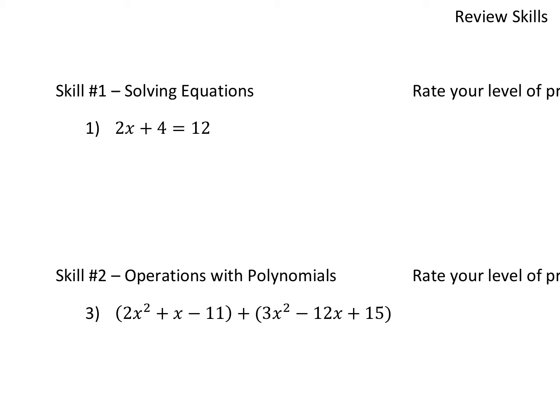Since I have a plus 4, the first thing that I want to do is subtract 4. Then this is 2 times x, so I'm going to divide by 2. And so my final answer will be that x equals 4.